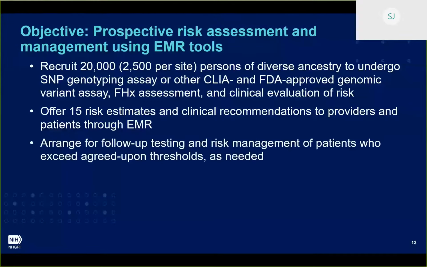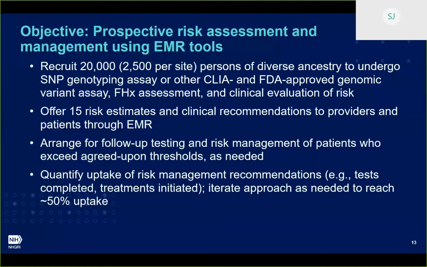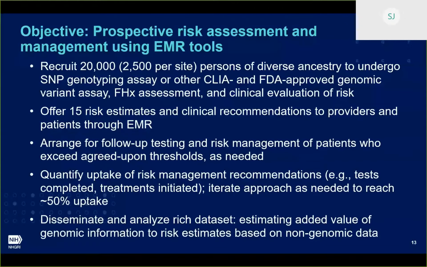And then we'll arrange for follow-up testing and risk management of the patients who exceed agreed upon threshold as needed. And another thing that will be needed is how to monitor these individuals. The idea is that if we take this approach, if we don't have an uptake of approximately 50%, the steering committee and the group investigators will need to determine if they need to continue that or modify the protocol based on that. We'll need to be able to disseminate and analyze this rich data set.